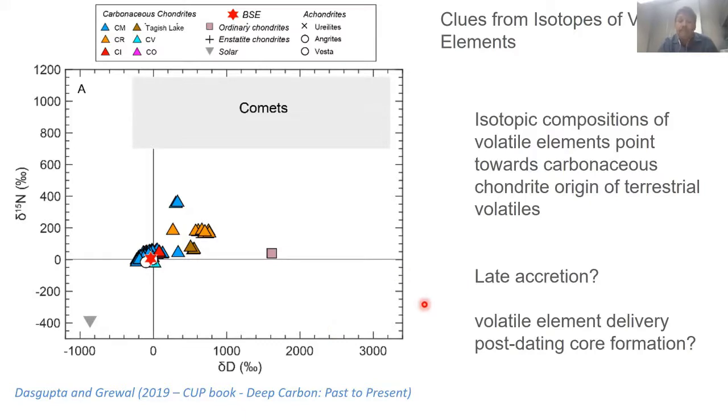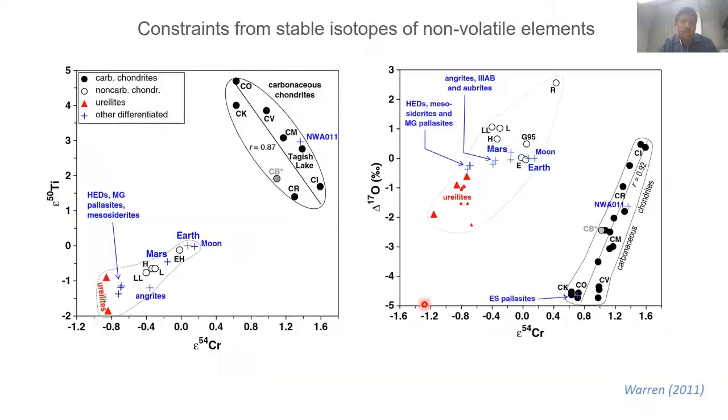If that is the case, the argument would be that the volatiles were delivered late into our planet after the major phase of planetary differentiation was over, meaning after the metal silicate separation, core formation, all of those were over, and there were some sprinkling of these late accreting materials that delivered the volatiles. But as it turns out, it's not so simple.